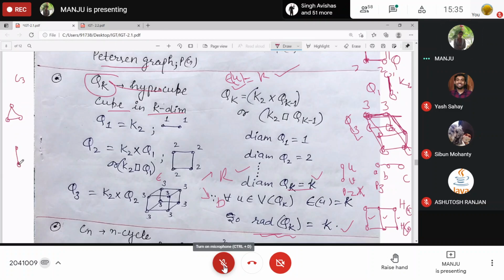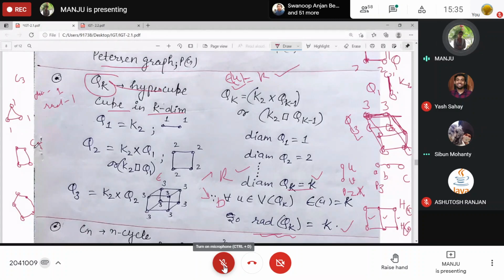C4? Ma'am, 2. C3? Also 2. Sure? Yes, ma'am. What is the maximum possible distance from this point? No. In C3, 1. Sorry, ma'am. C3, 1. From this one, yes. Also 1. Diameter and radius? 1, diameter 1. Radius 1. Everybody?